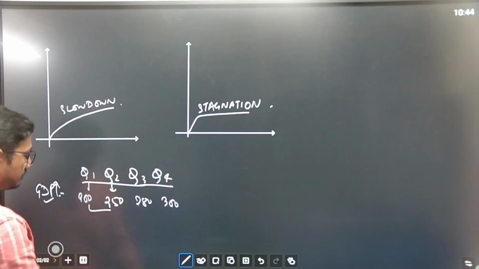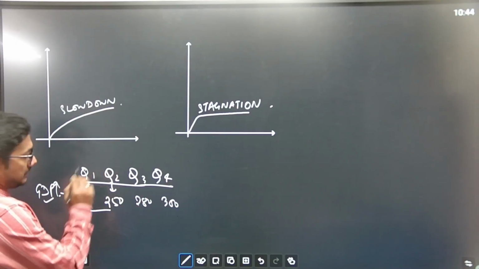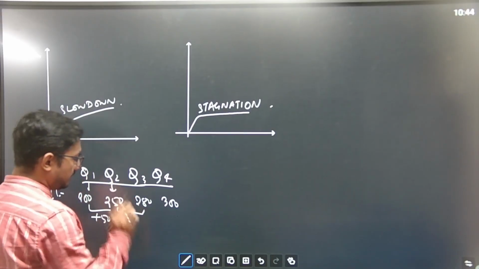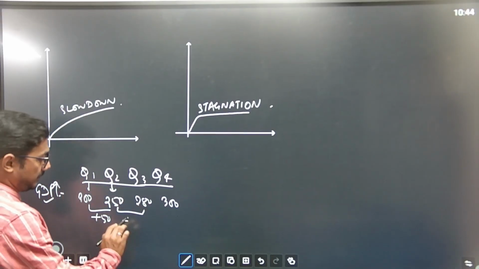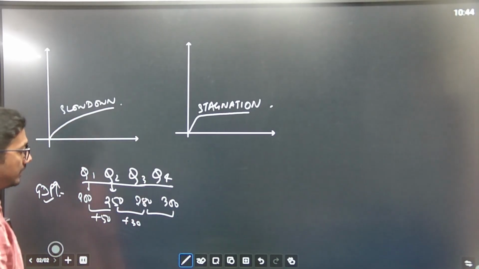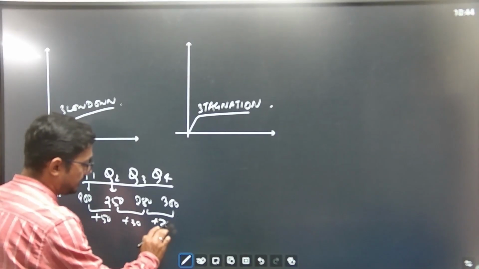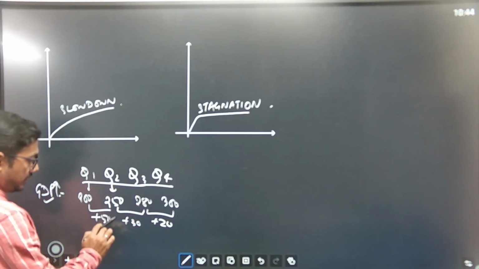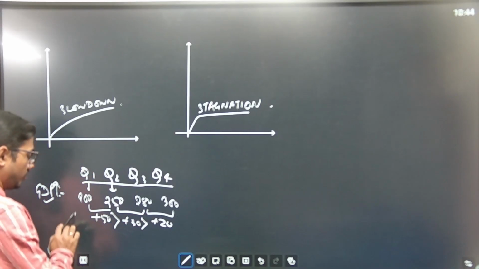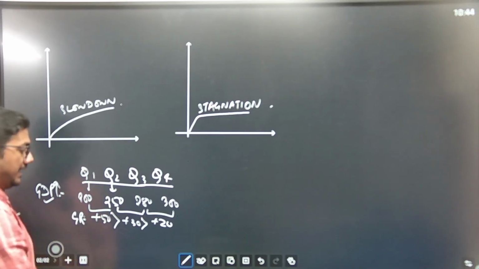Now, look into the growth. From quarter one to quarter two, the GDP growth was plus 50. From quarter two to quarter three, the GDP growth was plus 30. And from quarter three to quarter four, the GDP growth was plus 20. So here you notice that the GDP has grown, but the growth rate has fallen.